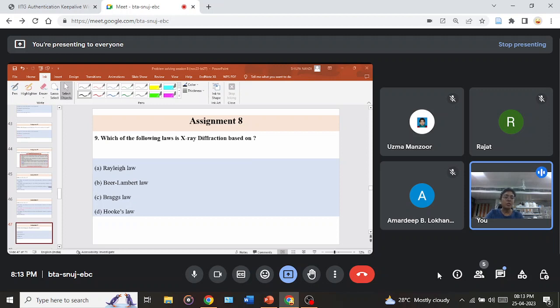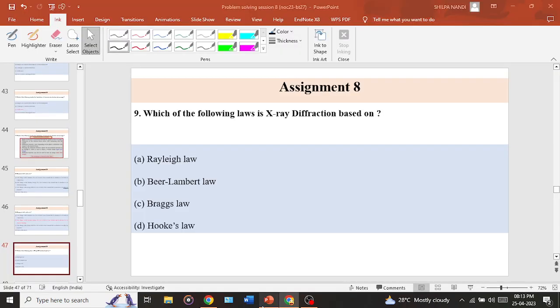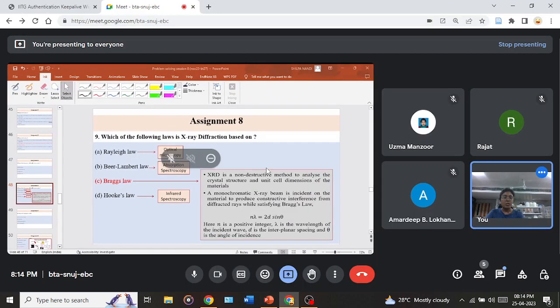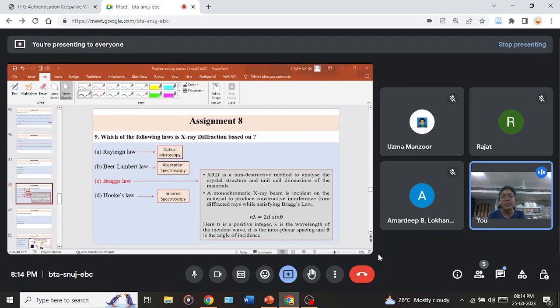And in case of Hooke's law, do you have any idea about Hooke's law? Hooke's law is the basis for infrared spectroscopy. Okay. So the correct answer for this question, which of the following laws is X-ray diffraction based on, is C, that is Bragg's law.